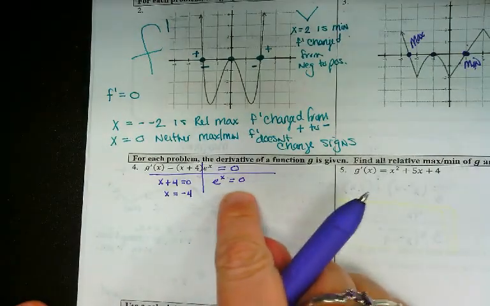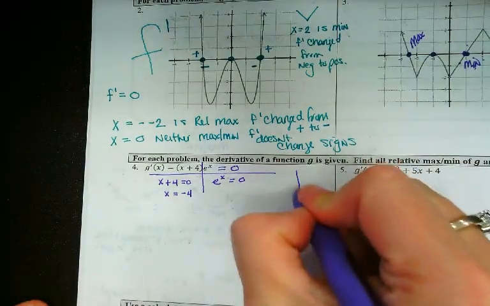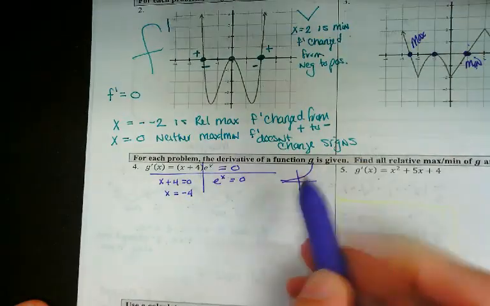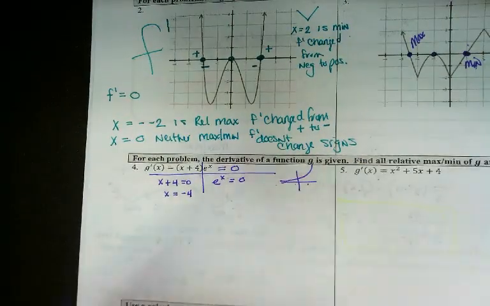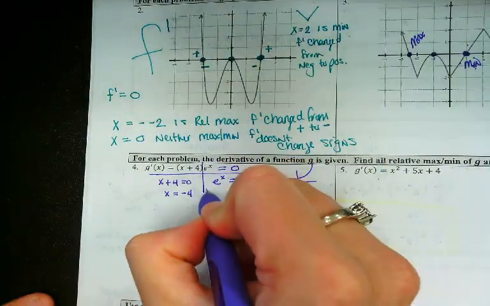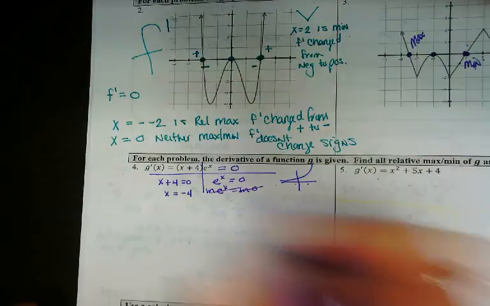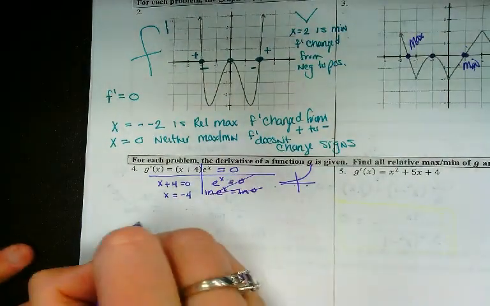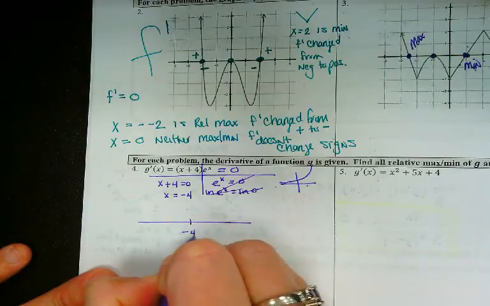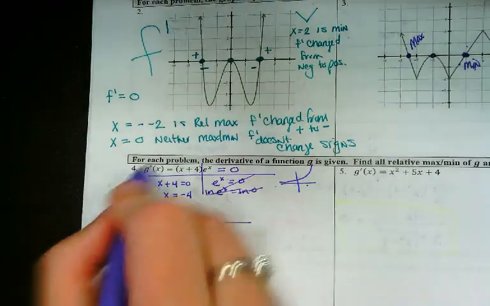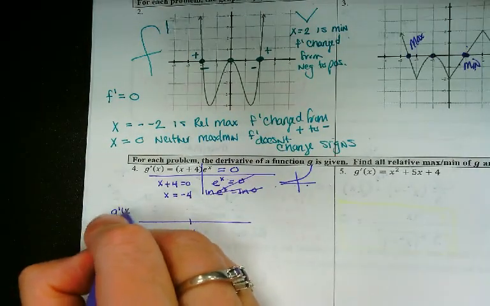Yesterday we kind of reviewed 2 ways to think about this. We can think of the graph of e to the x. Does it ever hit 0? No, so there's no solutions. Or if you try to take the ln of both sides, the ln of 0 doesn't exist, so again, no solutions here. So my only critical point is at negative 4. And these are going back into, they called this g prime, so g prime of x.